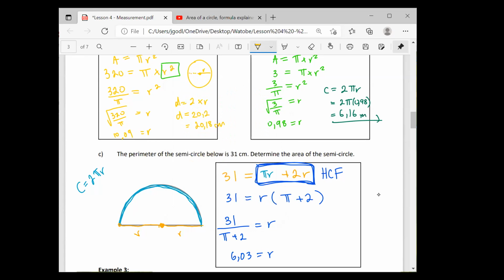But they don't want R, they want the area of the semicircle. They want the inside. They want all of this. So now we have to say our area is going to be pi times 6,03 squared. But I don't have a full circle, I have half a circle. So I'm going to divide that by 2 because we only have half a circle. And we get to chuck that straight into our calculator. So pi times 6,03 squared all over 2, which gives us the beautiful answer of 57,12 centimeters squared.